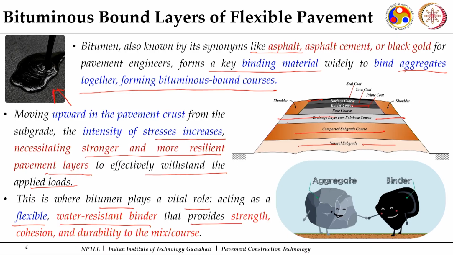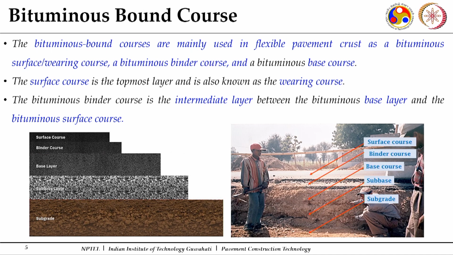So, this combination of aggregate along with the bitumen gives you a mix with very good strength, which has good cohesion also, and which is able to sustain the different environmental and loading conditions also. So that's why these bituminous bound courses play a very important role in the structural integrity, as well as in the functional requirements of a flexible pavement.